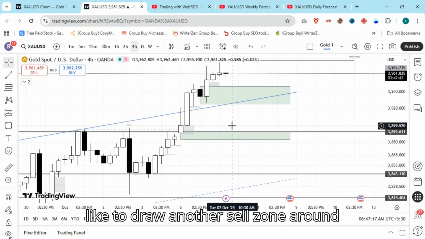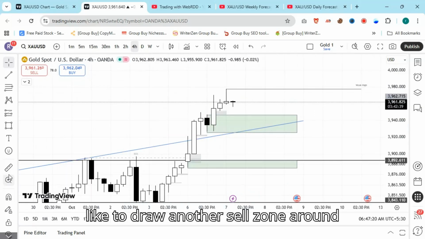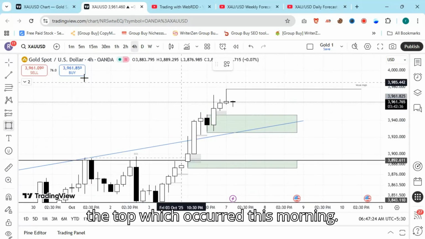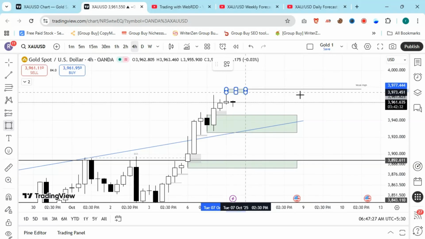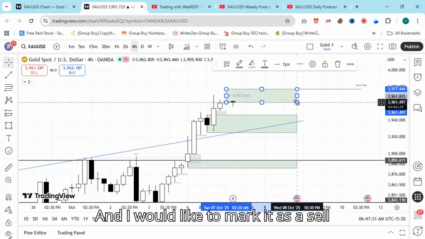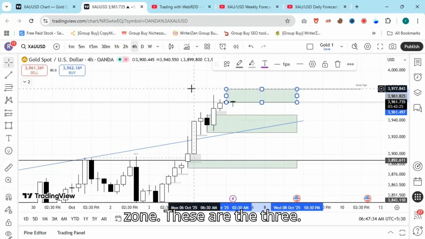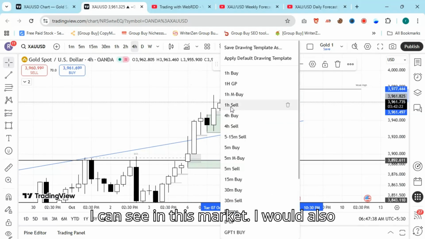Also, I would like to draw another sell zone around the top, which occurred this morning. And I would like to mark it as a sell zone. These are the three zones I can see in this market.